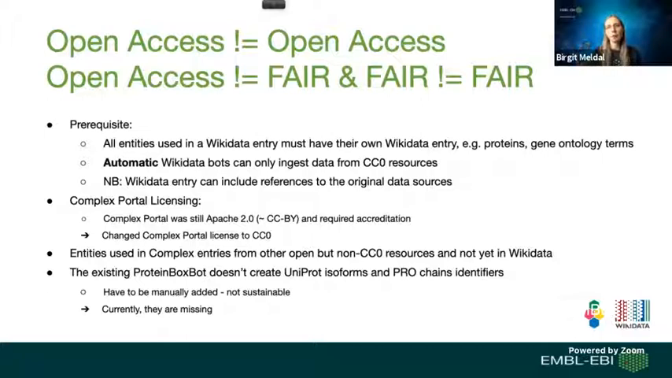So if you populate a Complex Portal complex entry in Wikidata, and you want to list, say, the component proteins of the complex, you need to have a Wikidata entry for those proteins. So they already need to exist somewhere. And there was already a bot from another project that was creating most UniProt proteins in Wikidata. So that was okay. And also for most Gene Ontology terms, they were already present from a previous project.